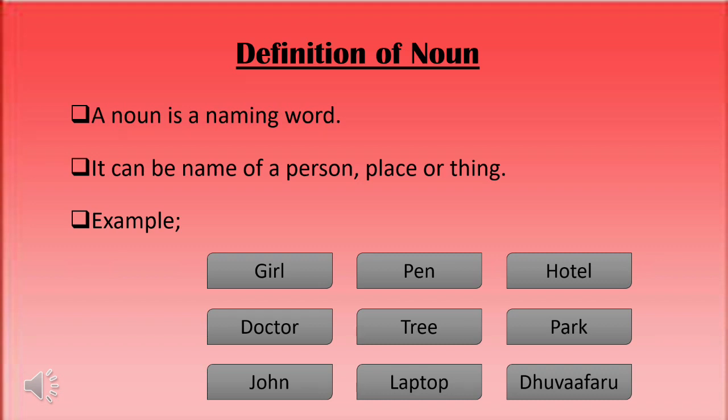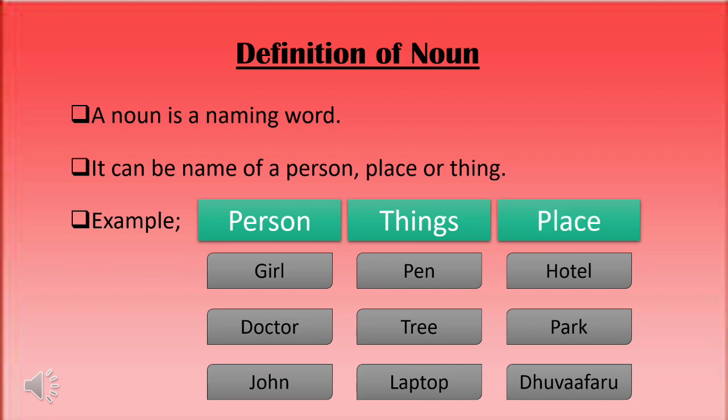So let's see whether these are a name of a person or a thing or place. From the first example, girl, doctor and John are names of person. Pen, tree and laptop are names of things. Hotel, park and Dhuvaafaru are names of place.